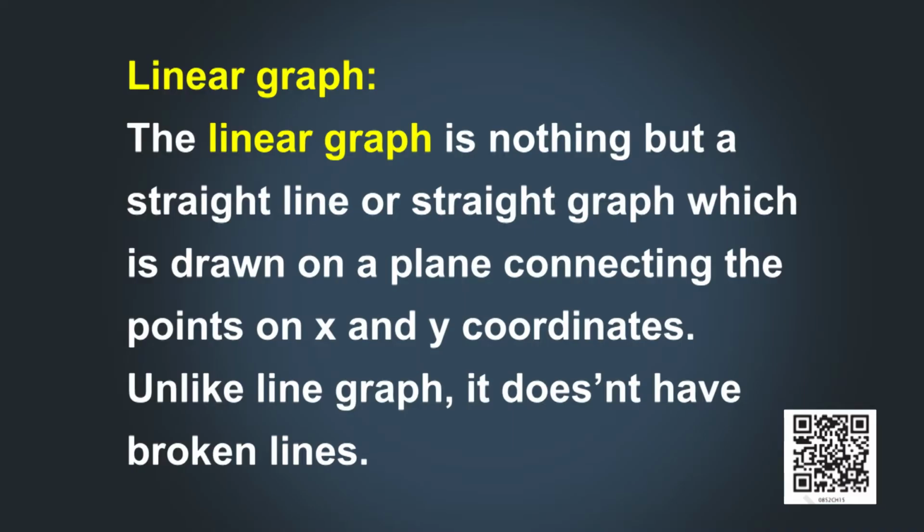Linear means straight, and a graph is a pictorial representation of the data in an organized manner. Now let's define what a linear graph is. The linear graph is nothing but a straight line or straight graph which is drawn on a plane connecting the points on x and y coordinates. Unlike a line graph, it doesn't have broken lines.